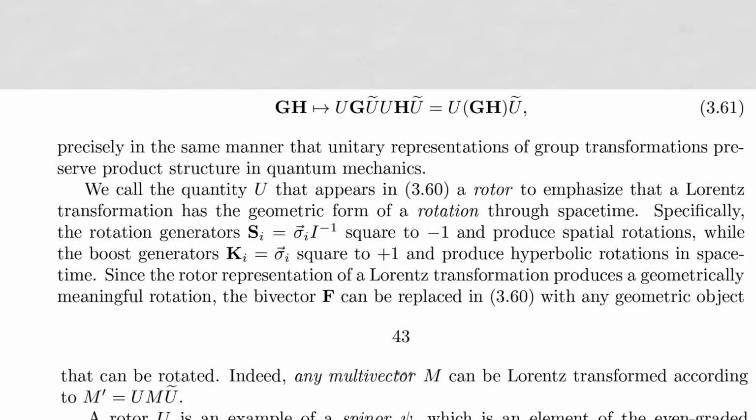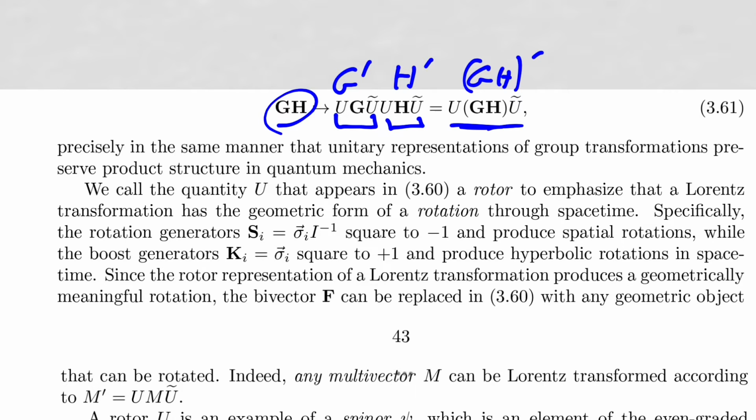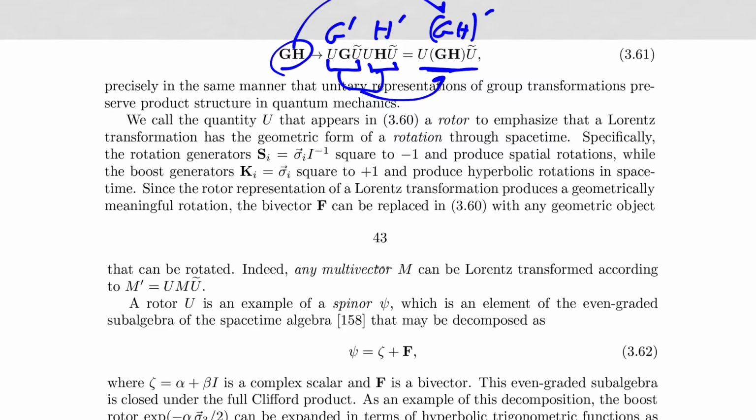And that looks like U G U reverse, U H U reverse, which looks like the transformations of G and H. So this becomes G prime, and this becomes H prime, right? Which is the same as (GH) prime, which is what this is. So you could multiply and then transform, and you'll get the same thing as if you transform and then multiply. And that's what we mean by preserves the product structure.